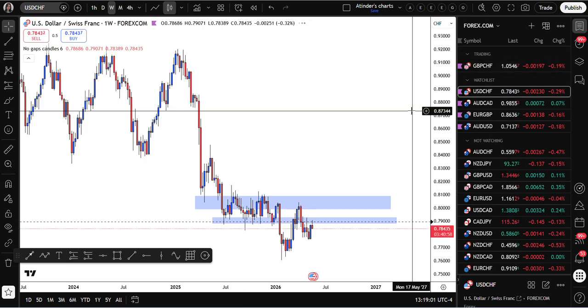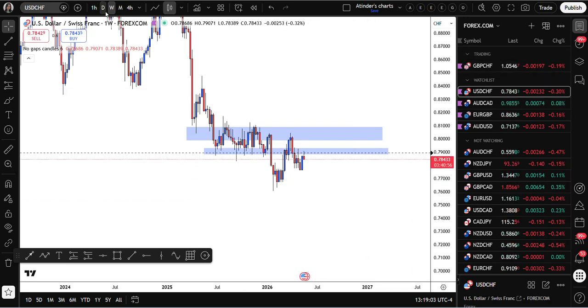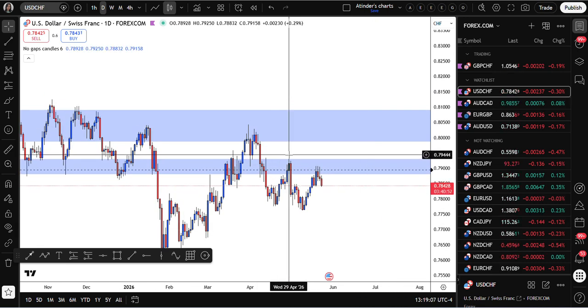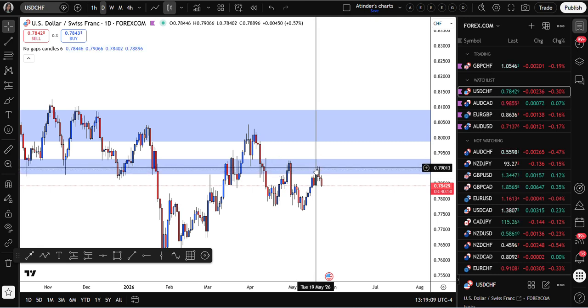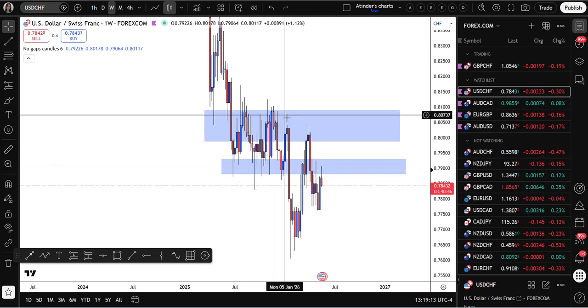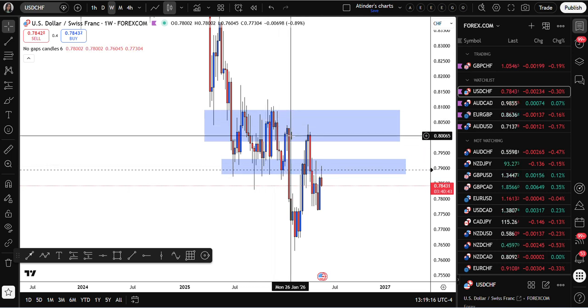Next trade, USD Swiss. This one I actually took some early in the week and I took it again yesterday. So this trade, what did it do? It just came and touched an area of interest. How did we make this area of interest? It's just an area that's been bounced at many times. Once again, only on the weekly time frame.